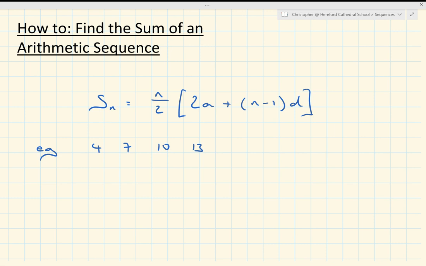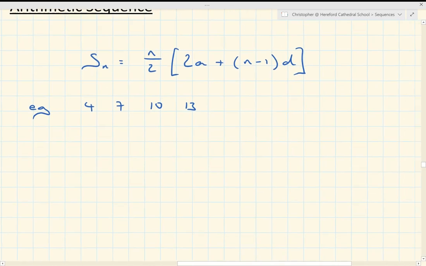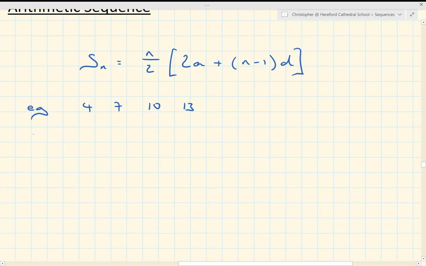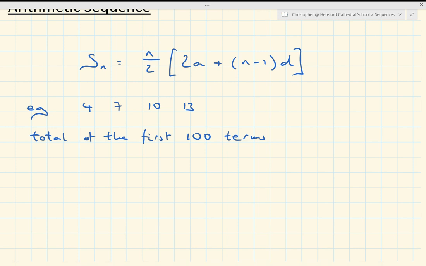Now, to find the sum of an arithmetic sequence might mean, for instance, finding the total of the first, should we say, 100 terms. So what I'm being asked to do is continue the sequence until I've got 100 terms, and then add up all those 100 numbers. The way that we do this is we use a formula.